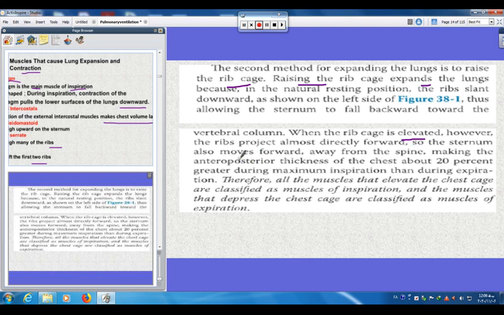So the sternum also moves forward away from the spine, making the anterior-posterior thickness of the chest about 20% greater during maximum inspiration than during expiration. Therefore, in conclusion, all the muscles that elevate the chest cage are classified as muscles of inspiration, and the muscles that depress the chest cage are classified as muscles of expiration. For example, you should know which muscle is involved in inspiration and which muscle is involved in expiration.